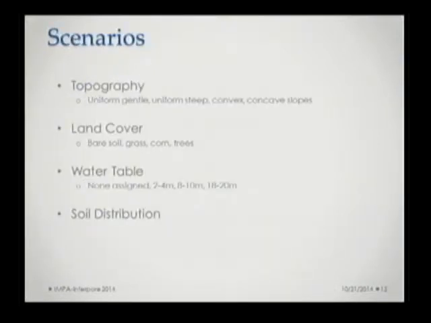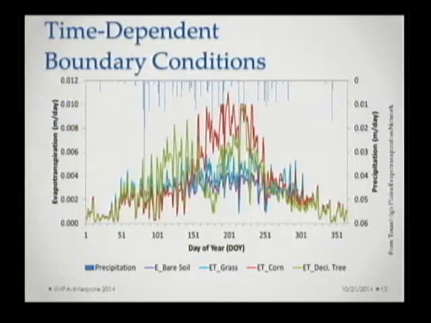Right. So we tried out different topographies, the 4 different topographies that I showed you earlier. We also tried it with different land cover to see if that gave any significant influence at these scales, and also different water tables and different initial soil distributions. So this is just an idea of all the different types of time-dependent boundary conditions, basically the evaporation and transpiration with different vegetations. So you either have a bare soil or grass, corn, or deciduous trees covering the domains.